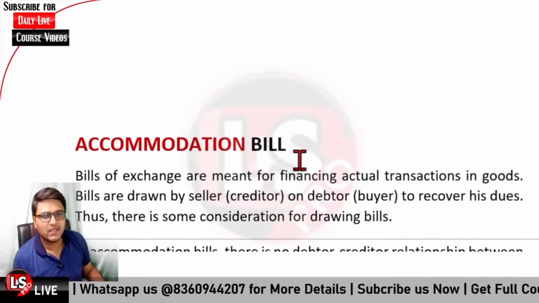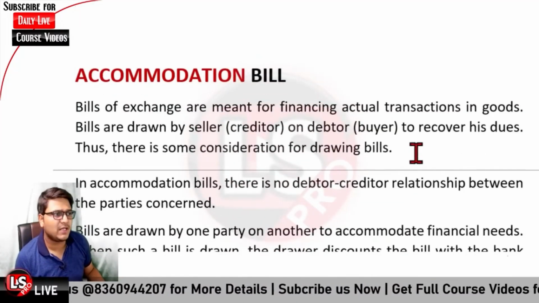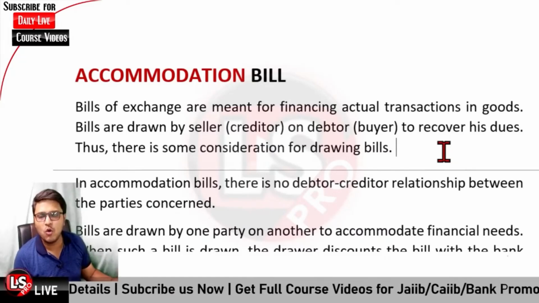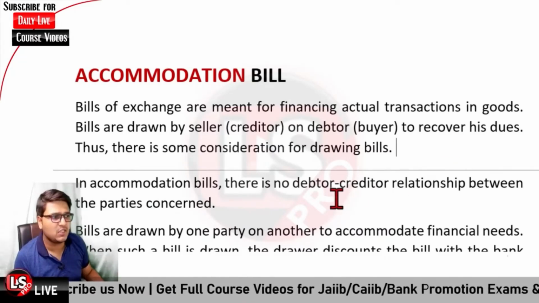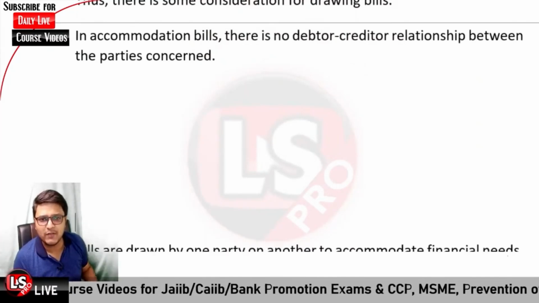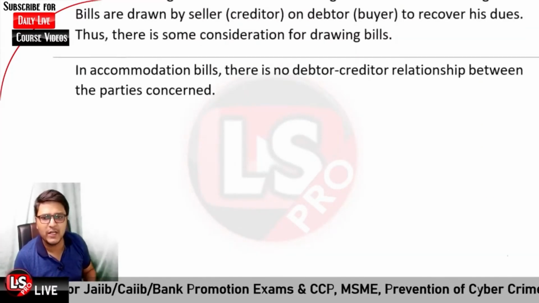Now let us have a look at the accommodation bill. Now what is an accommodation bill? Accommodation bill is basically kite flying. When there is no debtor-creditor relationship between the parties concerned, it is basically kite flying. Why is it said to be kite flying? Because there is no base point in between.